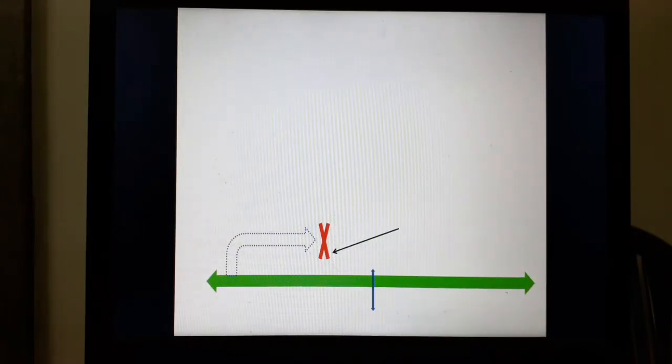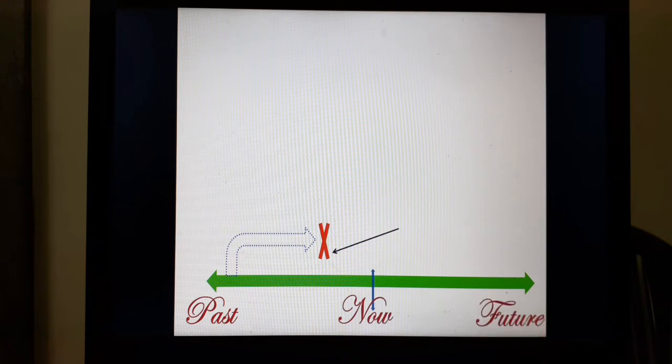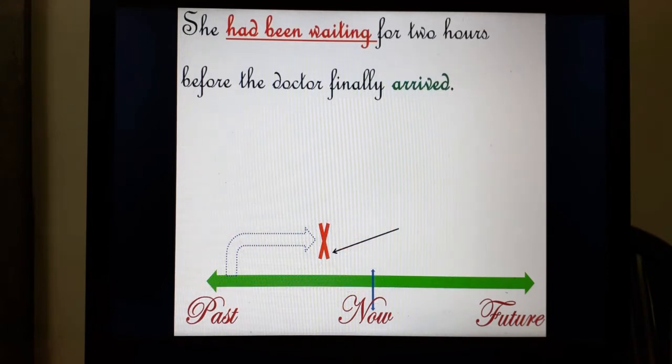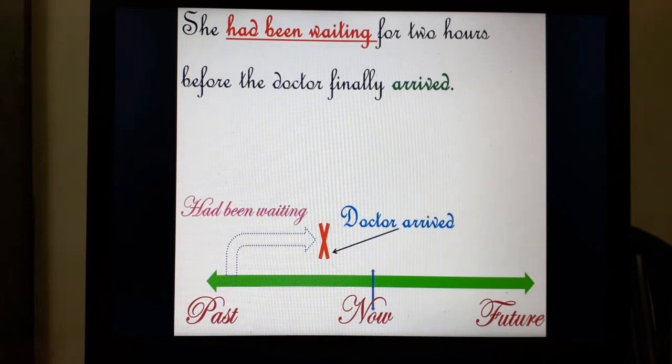Let's understand it with an example sentence in the timeline. Here it's past, in the middle now, and at the end future. So let's see the example sentence. She had been waiting for 2 hours before the doctor finally arrived. Here it means that the doctor came, but before that she had been waiting for 2 hours. Let's see some more examples.